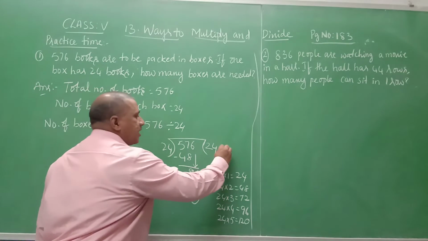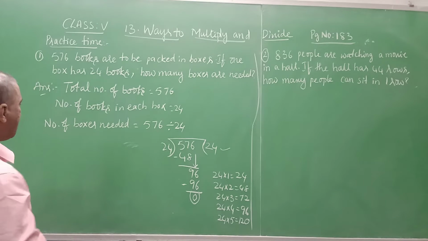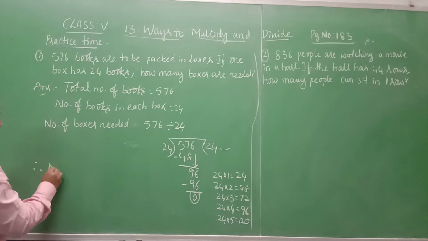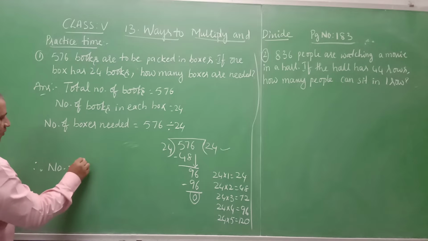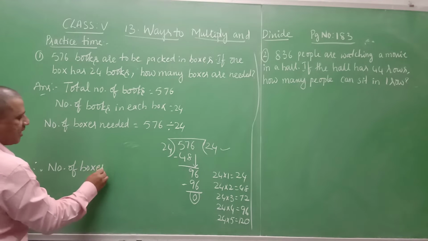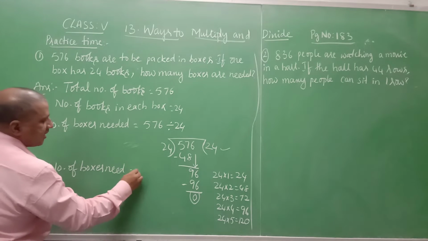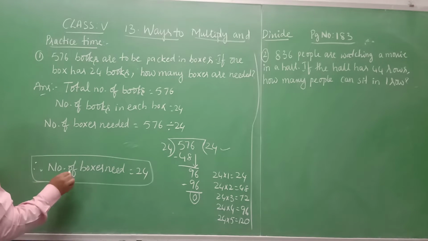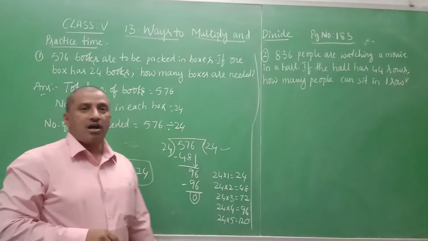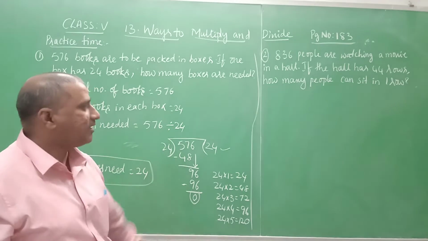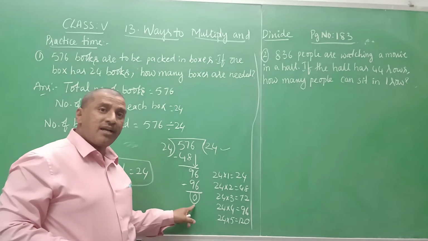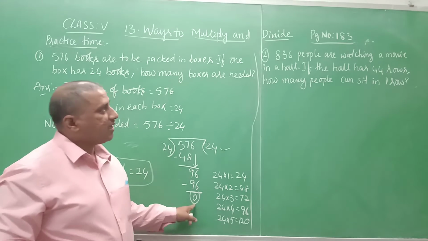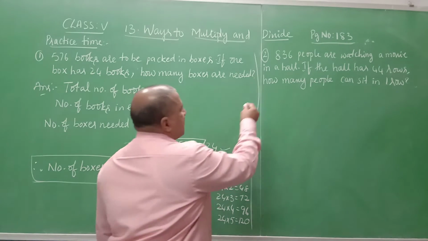So what is the quotient here? It is 24. Therefore, number of boxes needed is equal to 24. 24 boxes are needed to pack all the 576 boxes. Here we got remainder 0. Clear? Now, the second bit here.